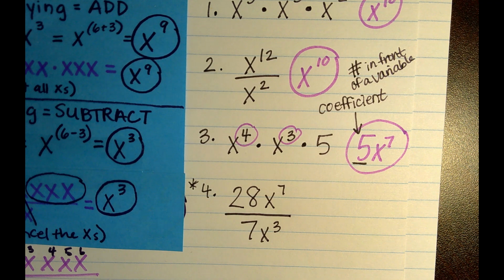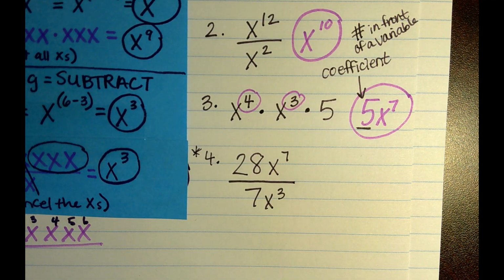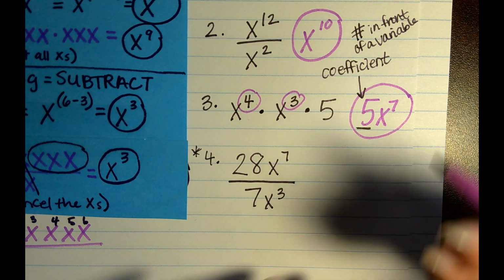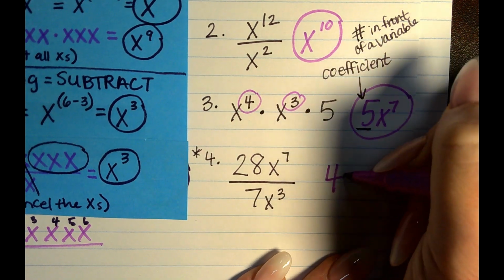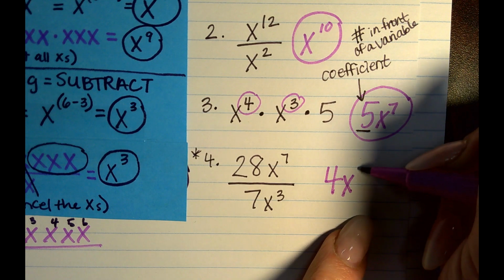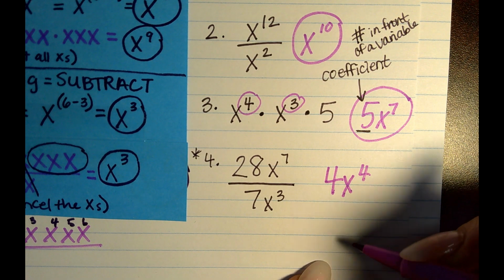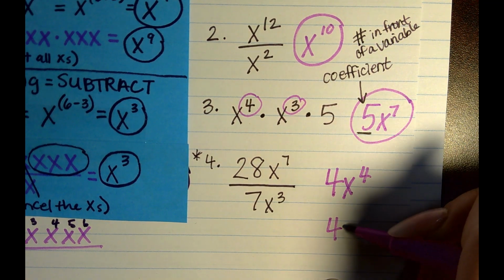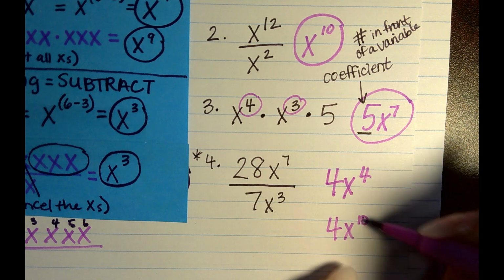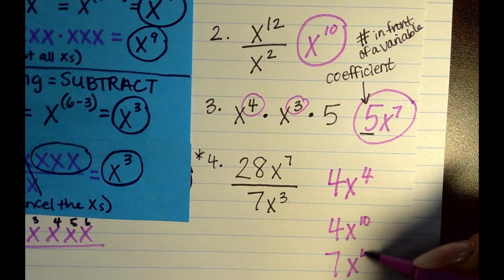So that's number 3. How about number 4? What'd you guys get for that? 4x to the 4th power. I heard 4x to the 10. 7x to the 4th power.